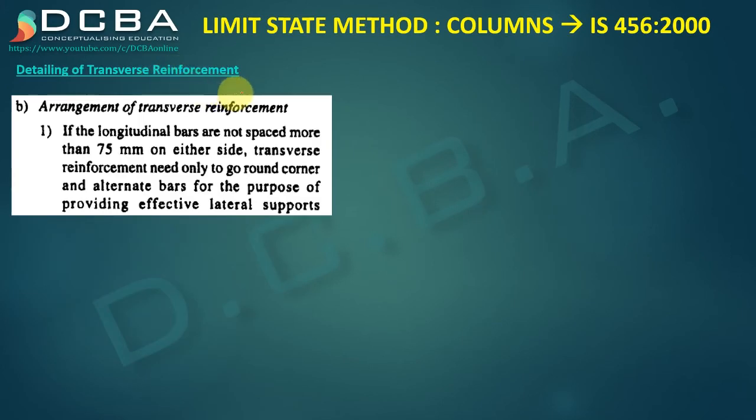Next, detailing of transverse reinforcement. So the first detailing: if the longitudinal bars are not spaced more than 75 mm on either side, transverse reinforcement need only go around corners and alternate bars for the purpose of providing effective lateral support.